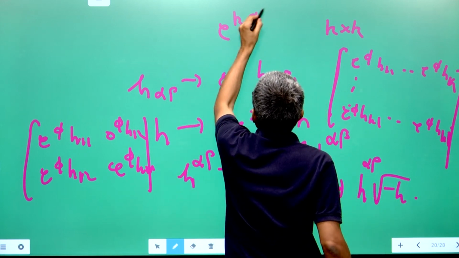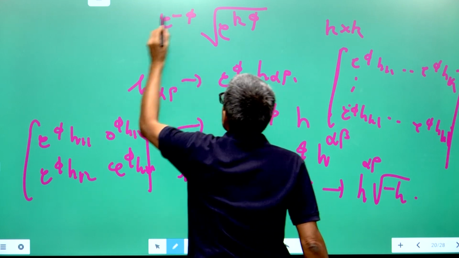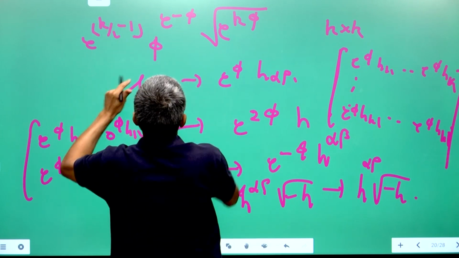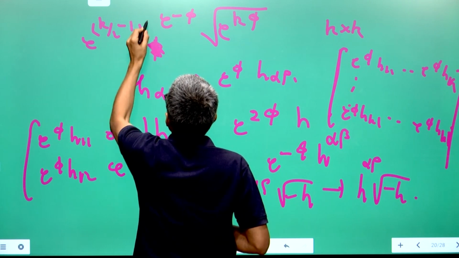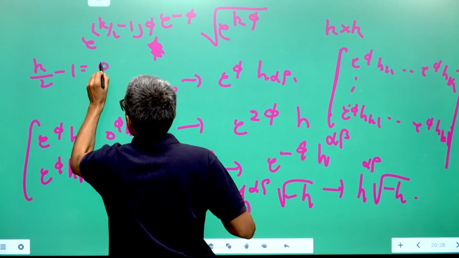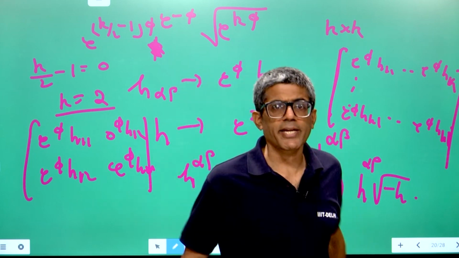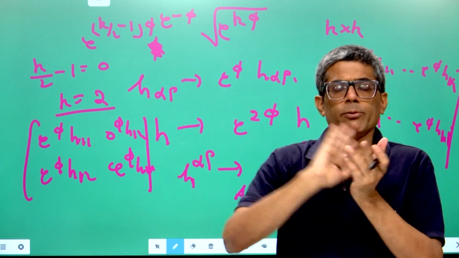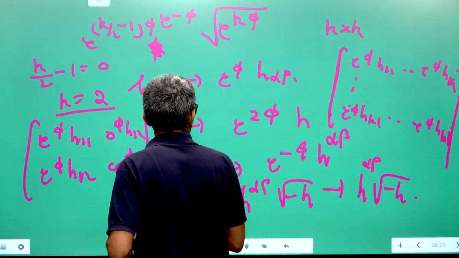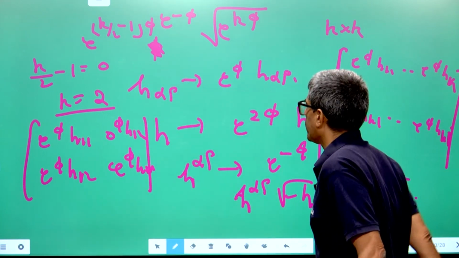and its square root of this determinant will be this, whereas h alpha beta will scale by e power minus phi. So this will become e power (k by 2 minus 1) into phi, and this will be 1 if and only if k by 2 minus 1 is 0, or equivalently if and only if k equal to 2. That means only when the string is a 2-dimensional string, or it has got a length variable and a time variable, only when it is of this sort will you get conformal invariance of h alpha beta root minus h.